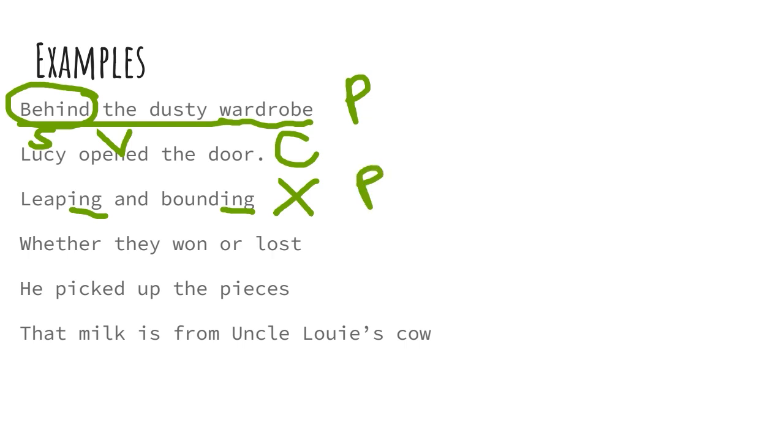Let's look at the next one. Whether they won or lost. They is a pronoun, and it is doing an action of winning or losing. So this would be a clause. Now, it doesn't stand alone. It is dependent, but it would still be a clause.